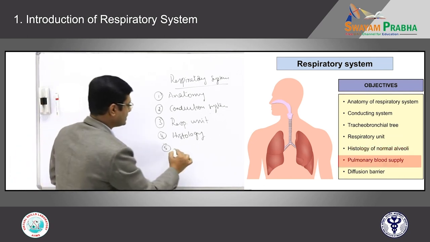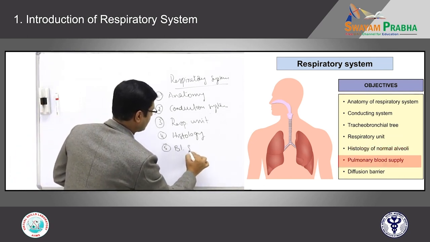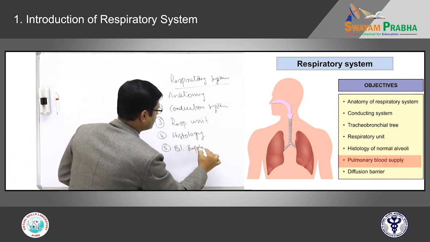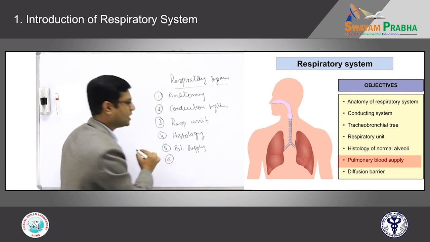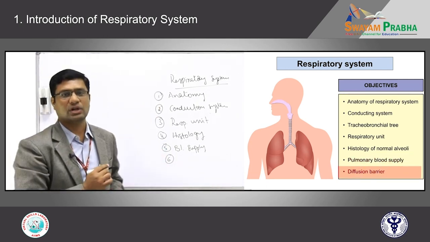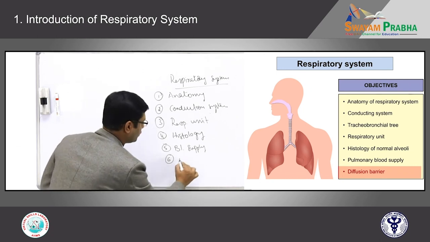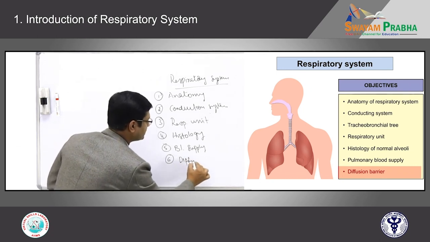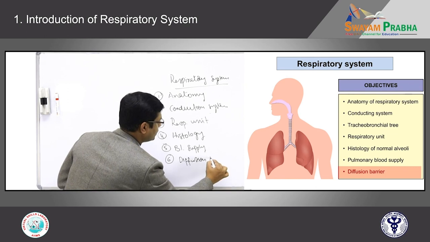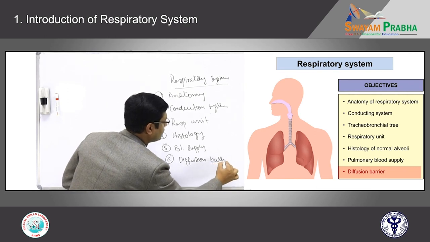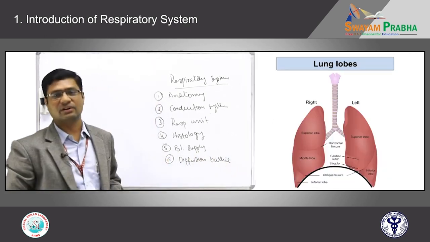We'll see the basic blood supply of the respiratory system, and finally we are going to learn about the diffusion barrier, where exactly the diffusion of gases takes place. That is called the diffusion barrier. What exactly is it, right?